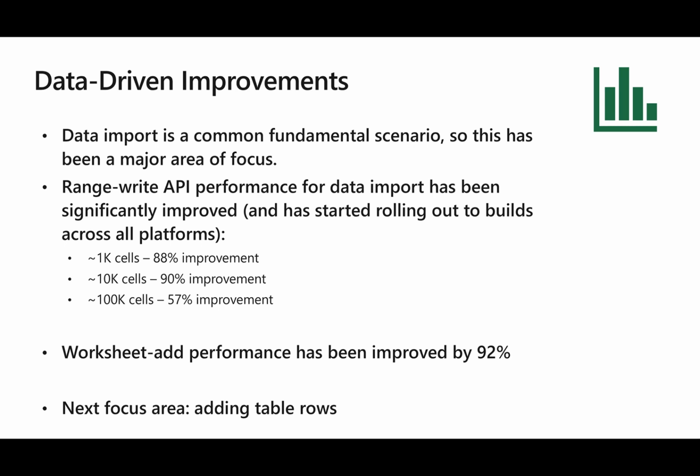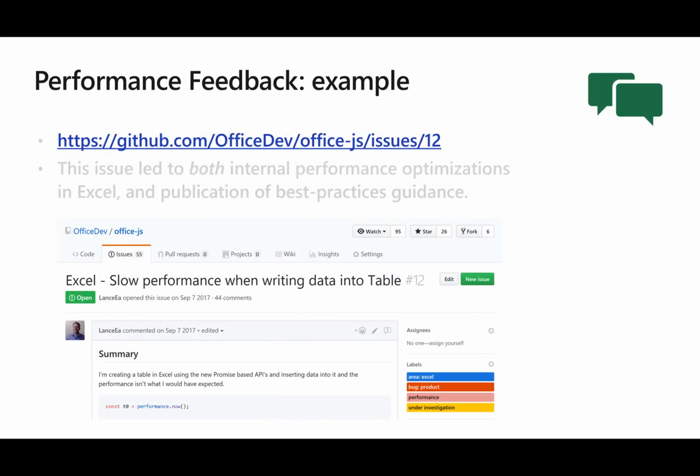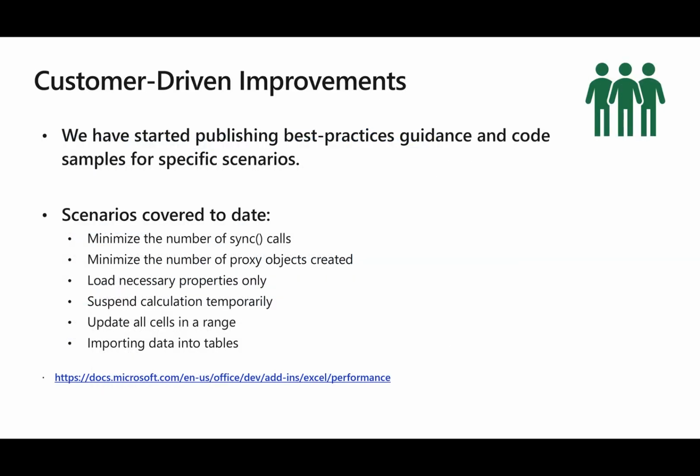You can see here that if you insert more than 100,000 cells, we're getting a 50% improvement in performance. So in general, we are improving the performance. That's a permanent effort, and you will expect nothing but quality from what we're shipping here. You can find some examples in GitHub about how you can improve performance, as well as recommendations that we are giving you to have more performant add-ins, such as minimizing the number of syncs that you have in the API, only loading the properties that you need, and so on and so forth.